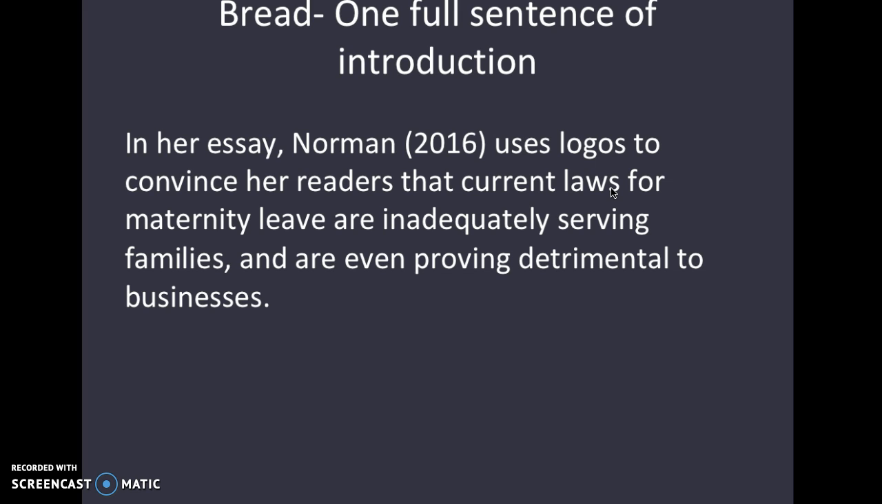So here's my bread, right, for this quotation. In her essay, Norman, 2016, uses logos to convince her readers that current laws for maternity leave are inadequately serving families and are even proving detrimental to businesses. So that's sort of rehashing her thesis statement, but it's also introducing the quotation I'm about to use.